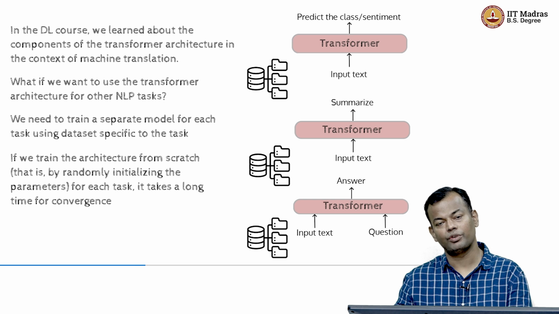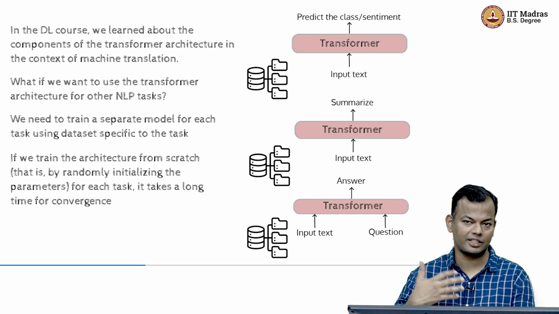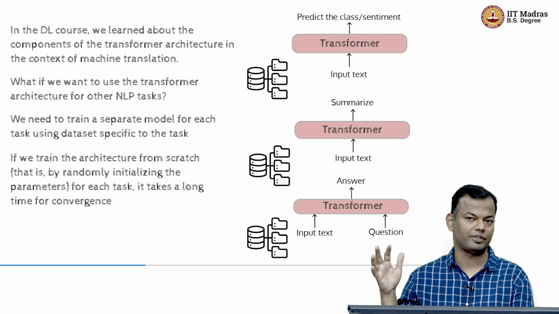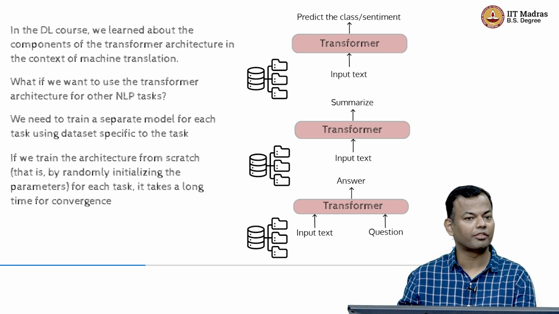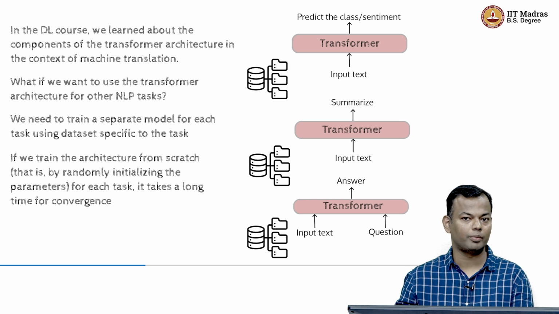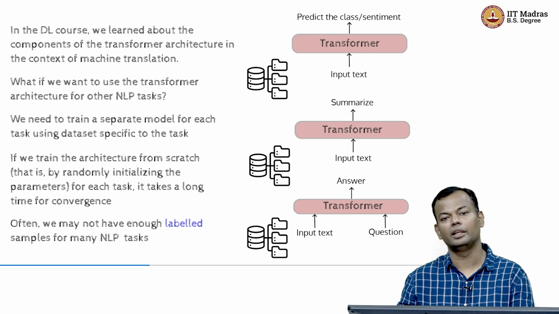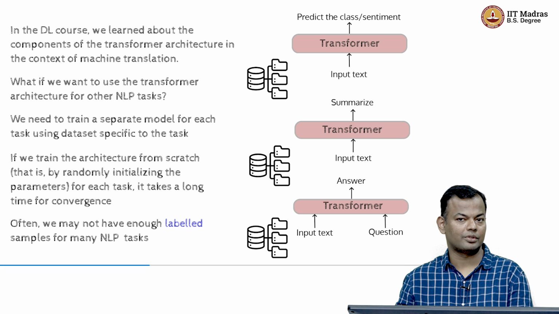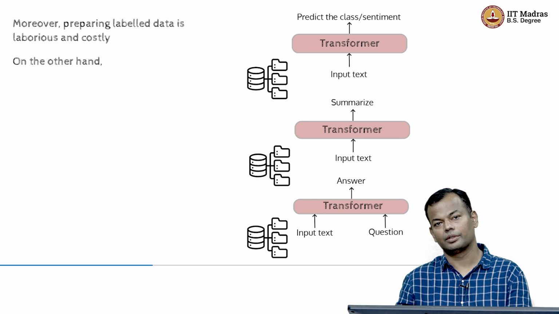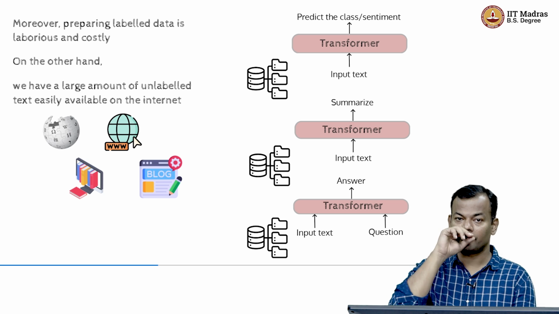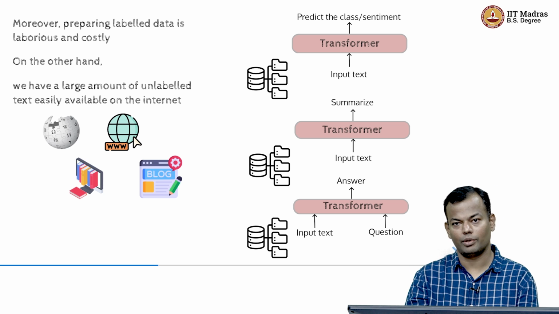And if you want to train from scratch, if there's a separate model for summarization, a separate model for sentiment analysis and so on, then it'll take a long time to converge, and it'll also take a larger amount of data to make it really perfect for that task. And this labeled data is of course expensive to obtain. Now in contrast, we have a large amount of unlabeled text which is easily available on the internet.